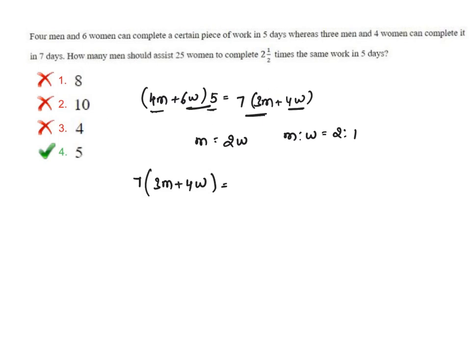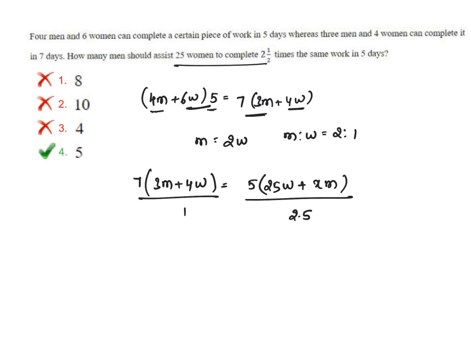Now, how many men should assist 25 women? 25 women, how many men? Let it be X men. How many days? 5 days. How many times of work? 2.5 times of work. Here it is one work. Now we are using M1 E1 by W1 is equals to M2 E2 by W2. This formula. So now cancel it and find out the value of X.